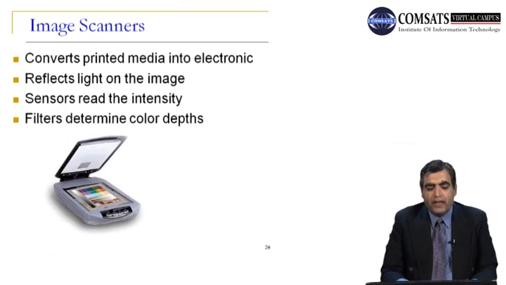The other input device is the image scanner. Image scanners, in short, are called scanners. Image scanners convert any printed image into electronic form by shining light onto the image and sensing the intensity of the light's reflection at every point. Basically, it reflects light on the image. The sensor reads the intensity of the light, and the filter determines the color depth of the image.